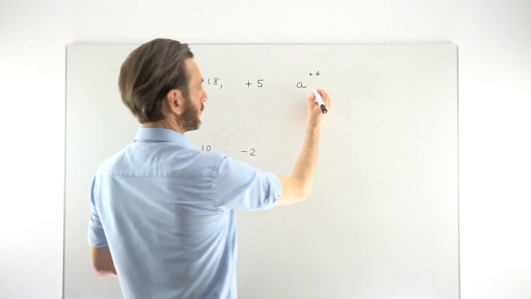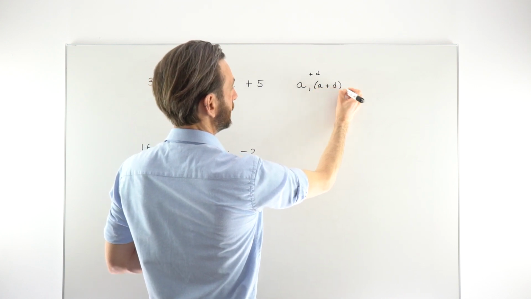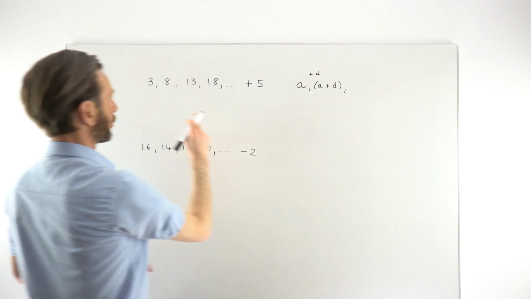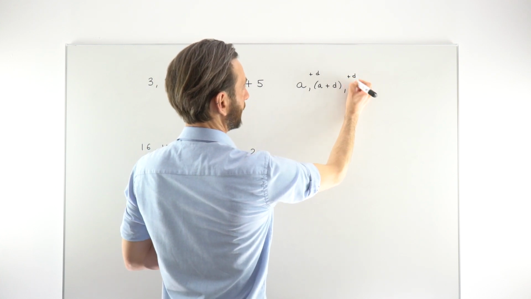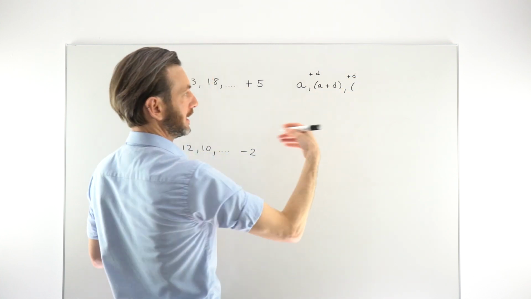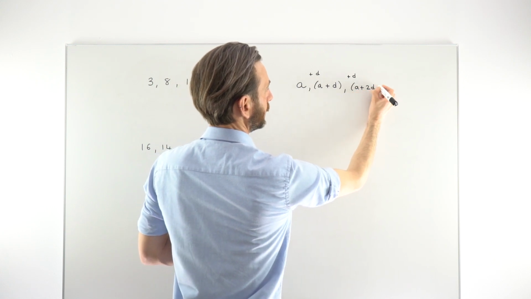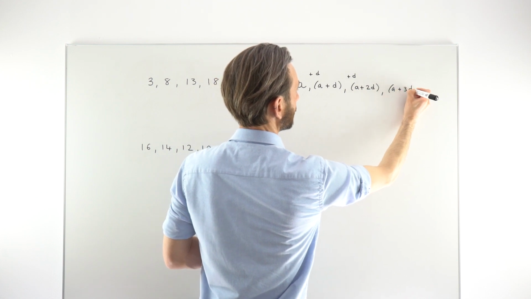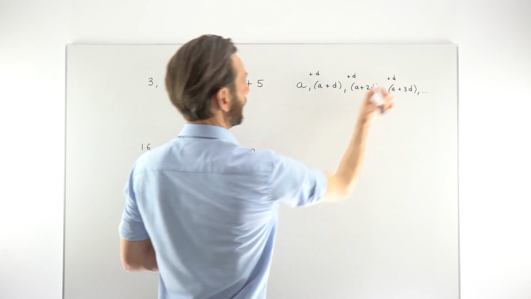So the second term would be a plus d. Then we're going to add that common difference again, because we're always adding the same number every time. So we're just adding that d again, which is a plus 2d. Then the next one would be a plus 3d, and that's just going to carry on indefinitely if we add another d every time.